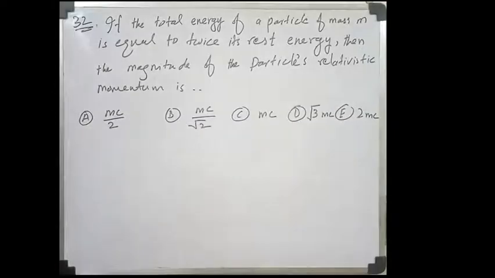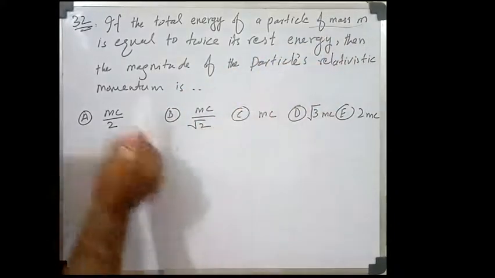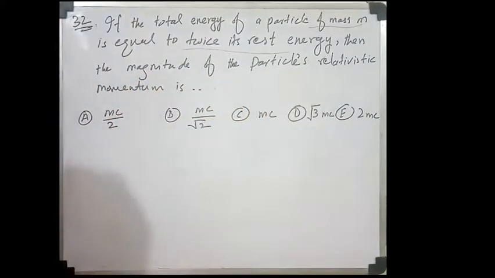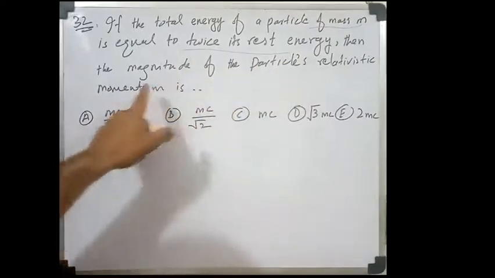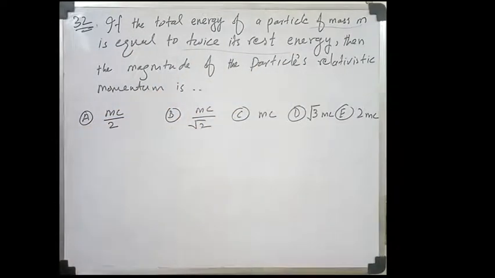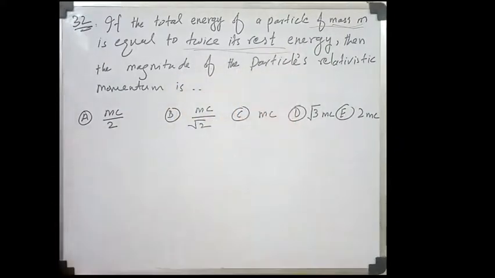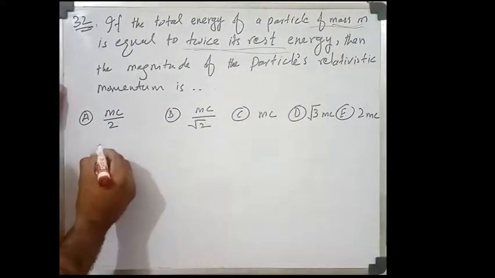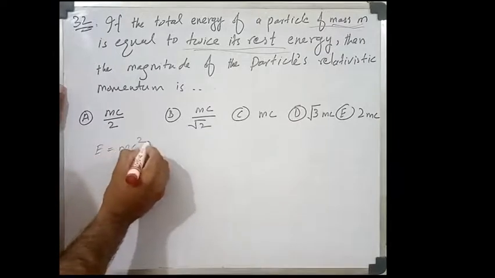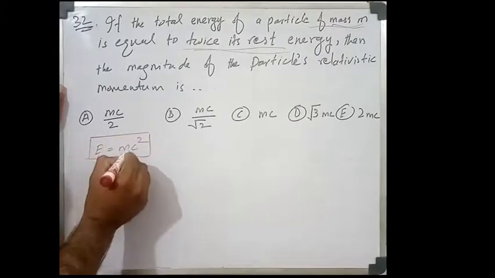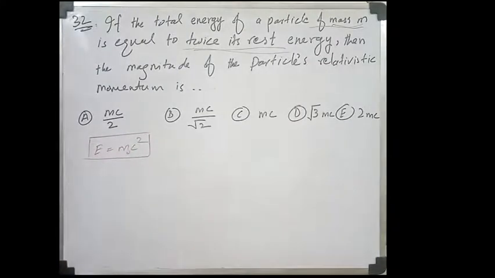Next problem is 32. If the total energy of a particle of mass m is equal to twice its rest energy, then the magnitude of the particle's relativistic momentum is. Here we have to find the relativistic momentum of a particle having mass m and total energy twice its rest energy. Rest energy is always equal to m naught c square. This is the rest energy of the particle.